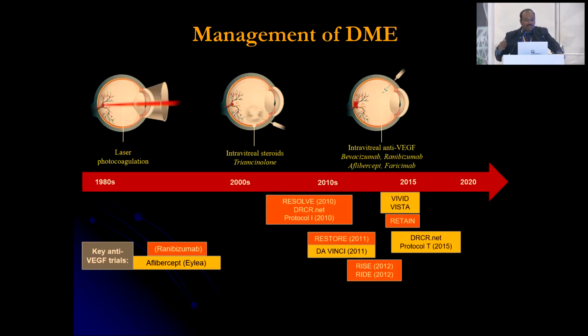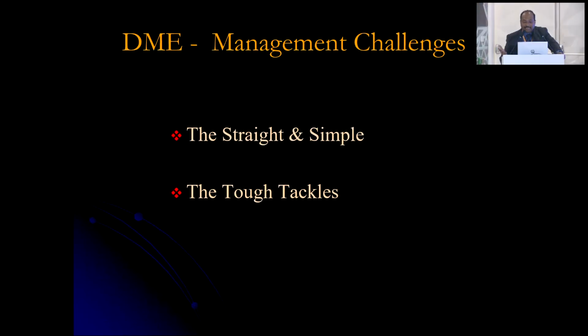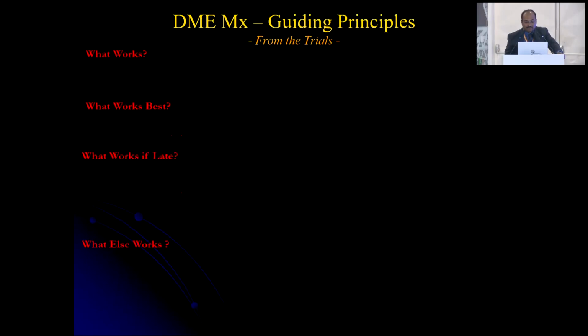So management of DME has evolved from laser photocoagulation in the 80s through the turn of the millennium, where we had triamcinolone and the current anti-VEGF conglomerate. Okay, so the management challenges are straight and simple, as well as the tough tackles, and I'll begin with the straight and simple. So the guiding principles gleaned from the trials governing DME management: first of all, we need to know what works. Then we need to know what works best. And then what works if the patient presents to us late. And then if we hit a wall with anti-VEGF therapy, what else can we work with?